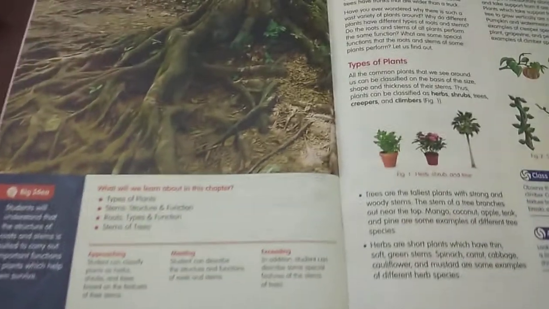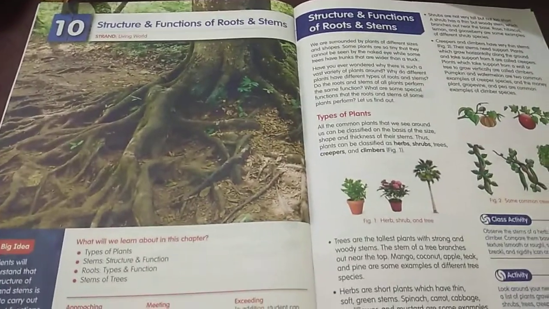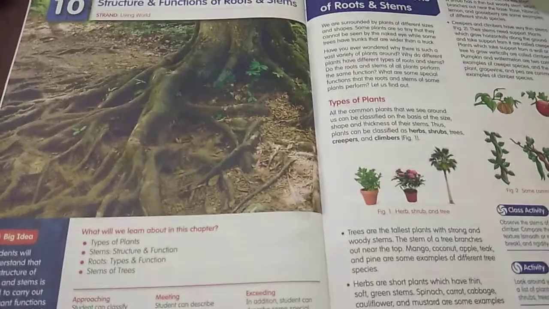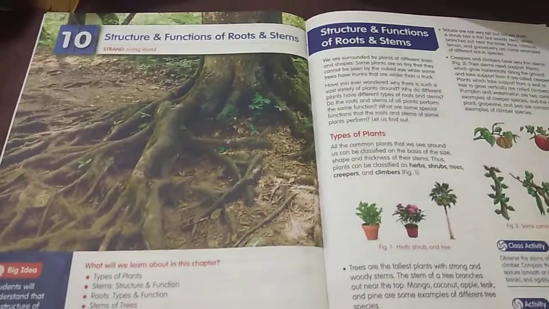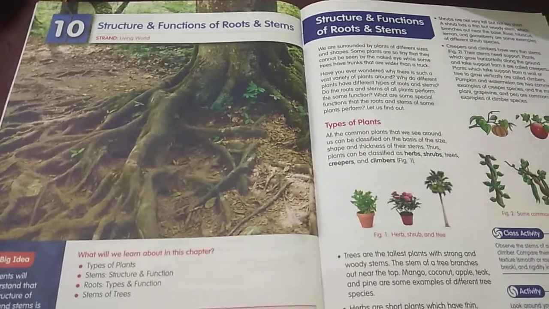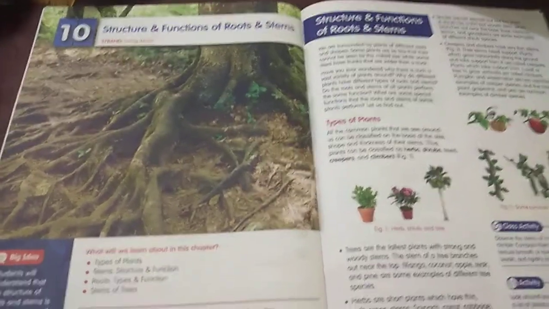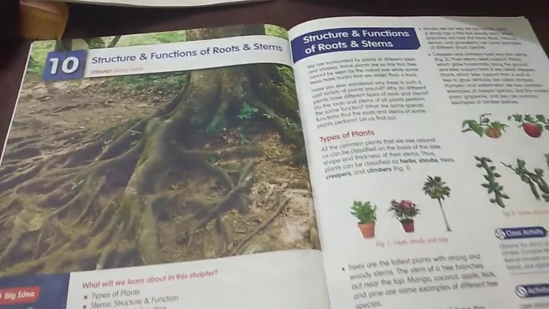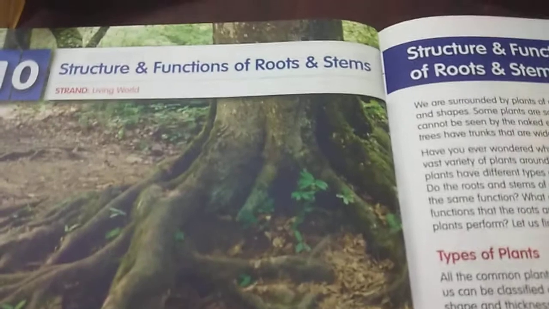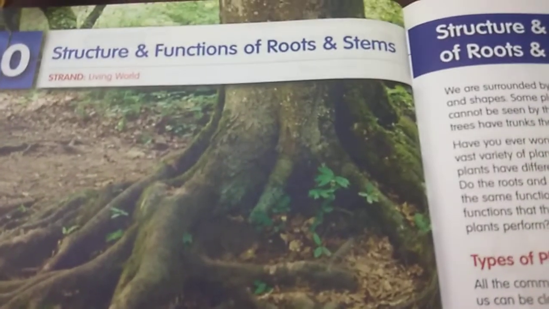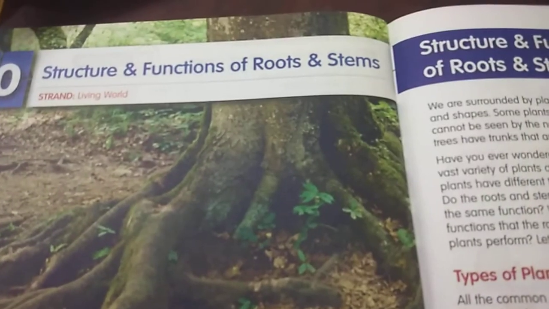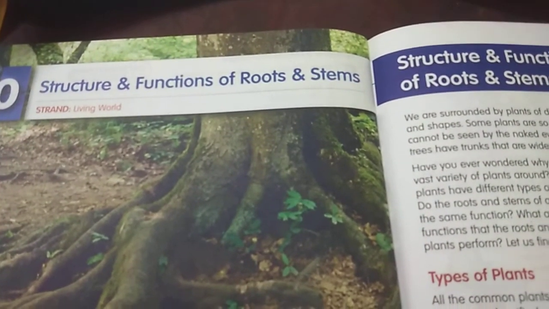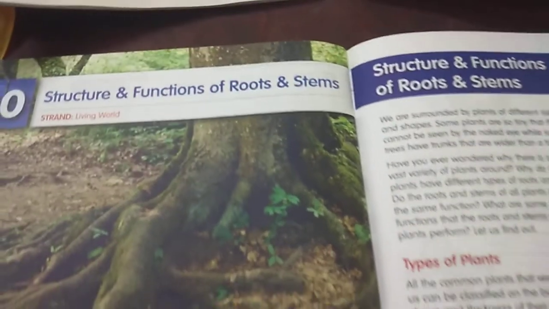See, as I told you, since we have lost many days because of COVID holidays, we are selecting important lessons and covering them, right? So in that order, already we have completed Habitat. Then we are going to see the 10th lesson in your volume 1 book. The lesson name is Structure and Function of Roots and Stems. Structure and functions of roots and stems.